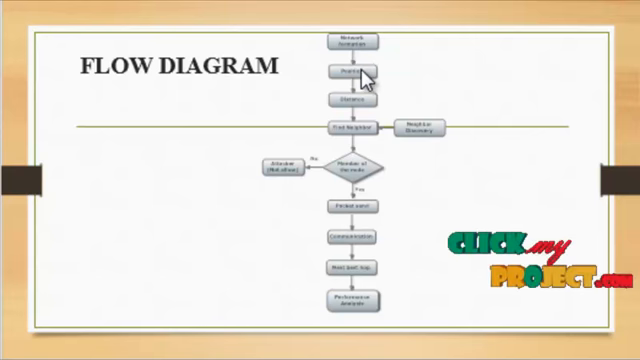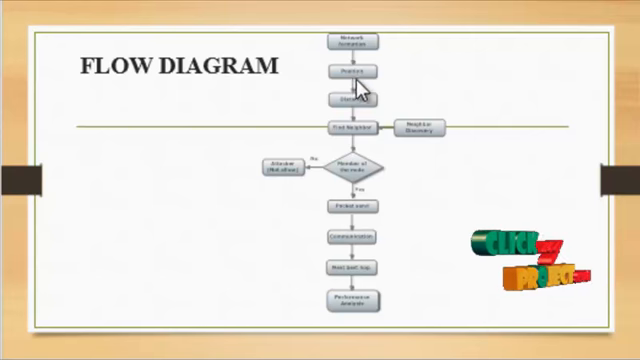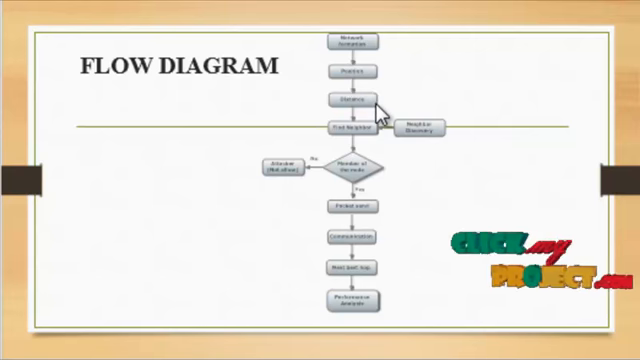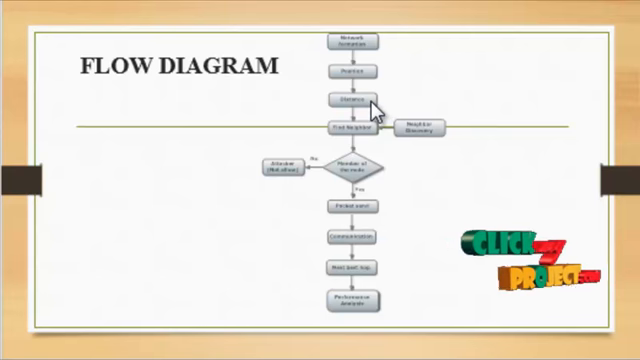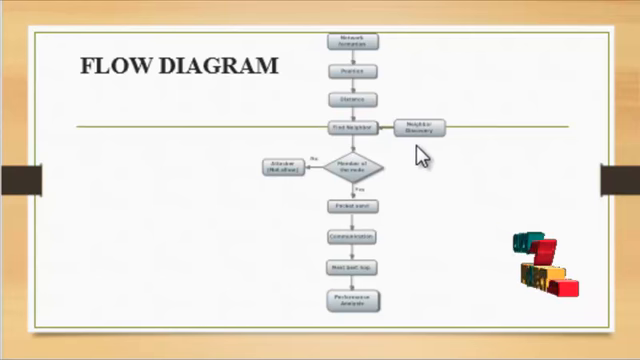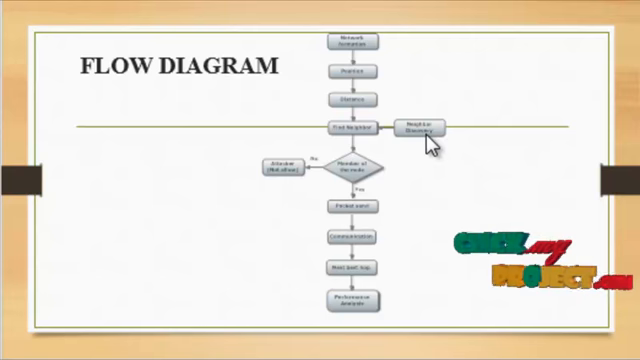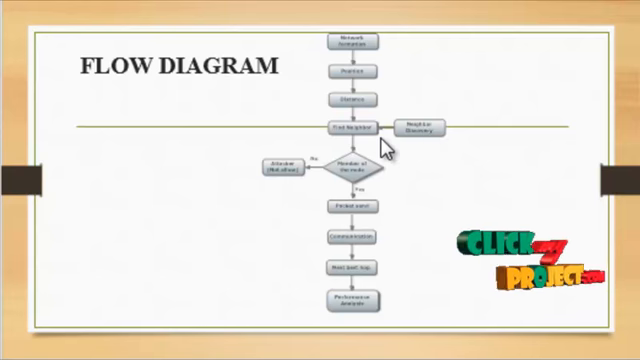Then the next one is position finding. Each and every node's position and distance is calculated here. Then comes the neighbor discovery algorithm. The neighbor discovery algorithm is used for finding the neighbors of a node.